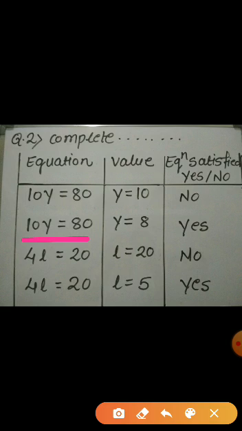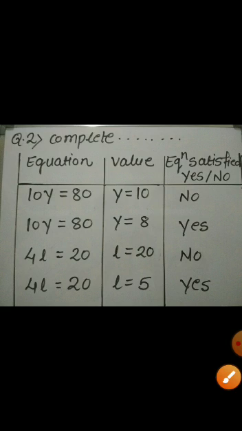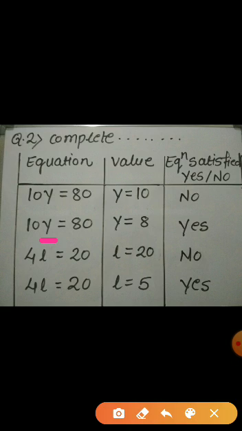Next, again you have the same equation, but this time the value of the variable is 8. Now if you substitute the value y is equal to 8 in the given equation, what will you get? 10 into 8, 80. Here, y is equal to 8 satisfies the equation, right? So what do we have to write in the third column?